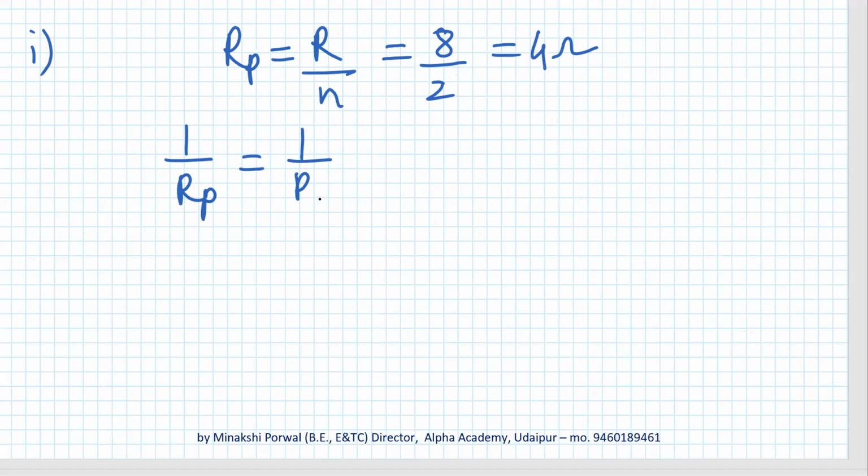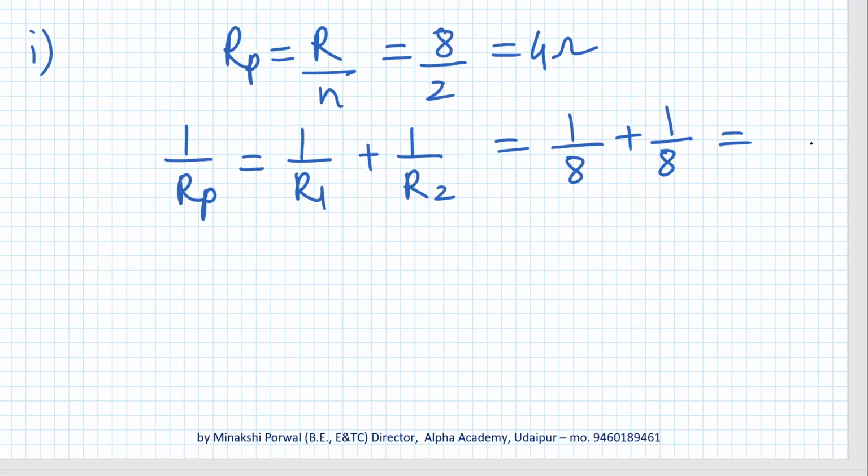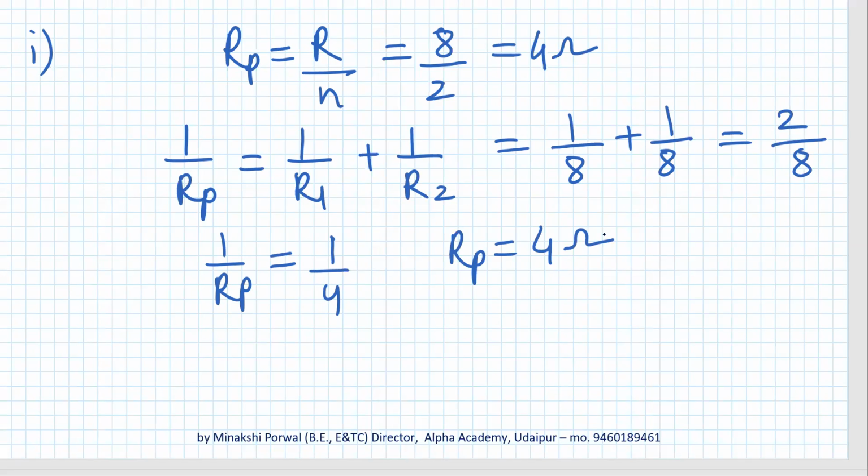1/Rp equals 1/R1 plus 1/R2. That will be 1/8 plus 1/8, or 2/8. So 1/Rp is 1/4, and Rp equals 4 ohm. Those who are doing it by this formula, always remember at last to invert this. This is 1/Rp, so take its reciprocal to get Rp. Keep this in mind.